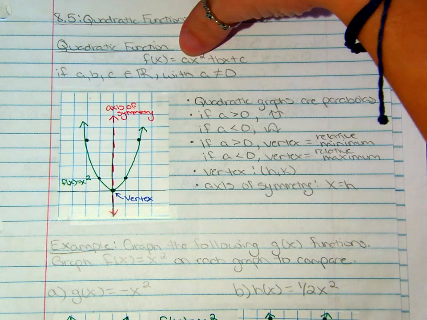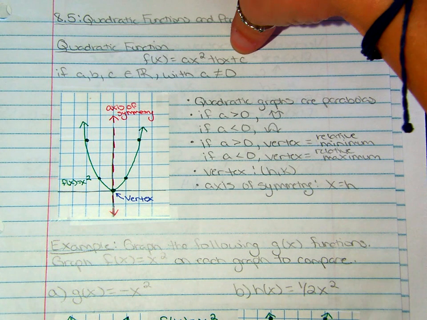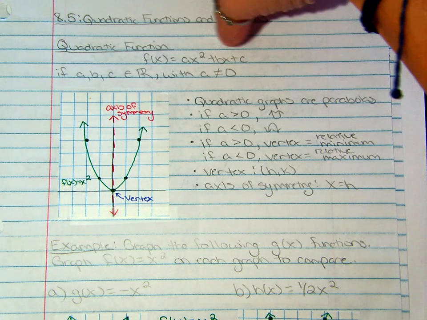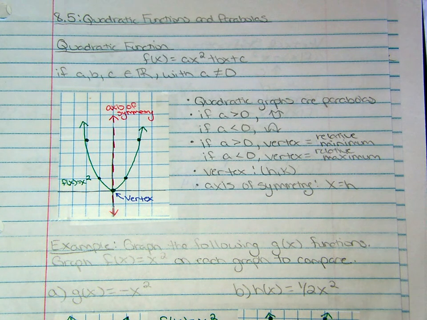The f of x equals ax squared plus bx plus c, where a, b, and c are elements of the real numbers, and a cannot be 0. If a is 0, what happens is we lose our x squared term, and the x squared term is what makes it a quadratic function. So if you see something that has an x squared in it, and there's no other, like x to the third or anything like that, you're dealing with a quadratic.